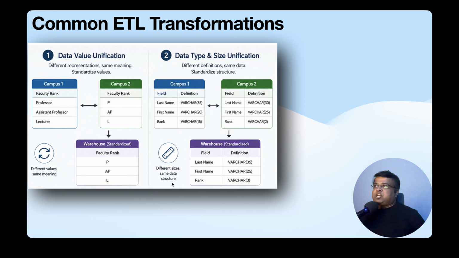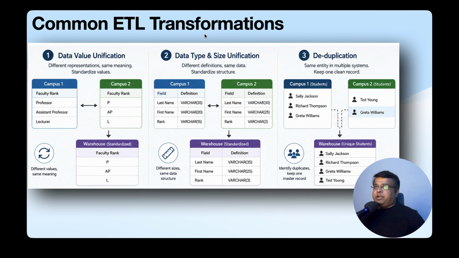The third transformation in this series is deduplication, and for that let us think about student data. Suppose both campuses maintain separate student registration systems. Campus 1 contains Sally Jackson, Richard Thompson, and Greta Williams. Campus 2 has Ted Young and Greta Williams again.